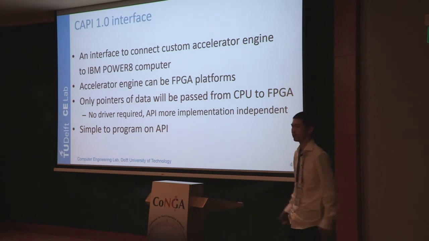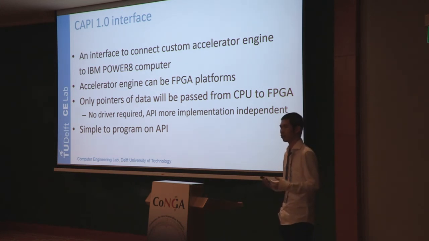But in practice, sometimes in order to make the implementation easier, what we pass from the CPU to the FPGA is more than the pointer of the data. For example, in my implementation, I passed the pointer of the data and the size of the matrix to the FPGA. And then the FPGA can read the data from the memory itself and do the calculation. And finally, it can put the data back to the memory, and the CPU can use it. Another reason to use it is that its API is pretty simple. It's pretty easy to do the programming on it.